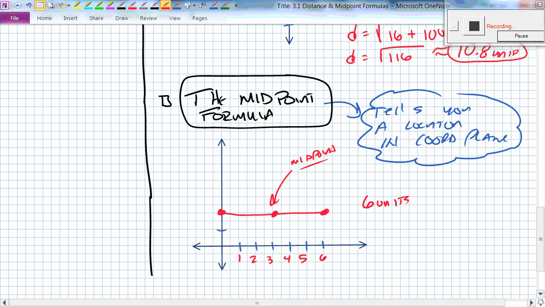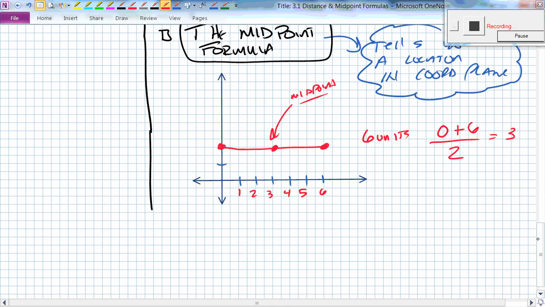The midpoint is 3. So how do we come up with the midpoint being 3? How do you know that 3 is in the middle of 0 and 6? It's half of the total. Good. Very good. Half of the total. So we did the starting point, which was 0, plus the ending point, which was 6, and we found the average of it, which was divided by 2, which gave us a location of 3. And in fact, that's exactly how we find midpoints.